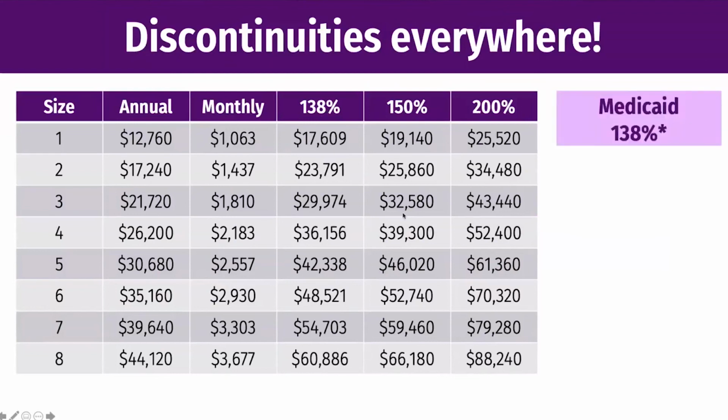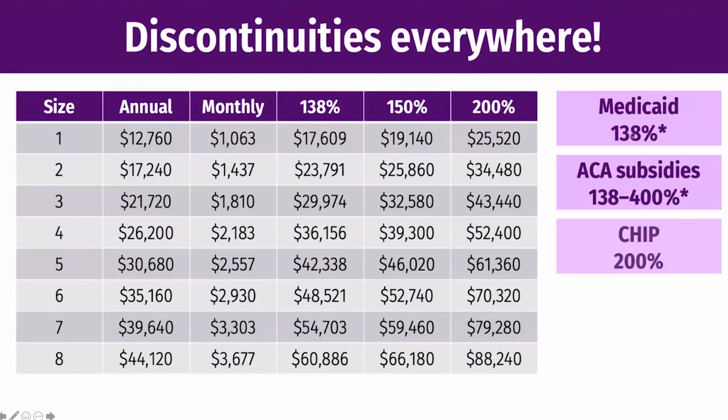If you're below 138% of the poverty line in states that have expanded Medicaid, then you get to have Medicaid. If you don't, then you don't. With Affordable Care Act subsidies, if your income is between 138% and 400% of the poverty line, then you get subsidies for the Obamacare exchanges. If you don't, then you don't. So if you're at 137%, you don't get the subsidies. You get Medicaid in theory, unless you're in a state that has not expanded, and then you get nothing. Getting CHIP, the Children's Health Insurance Program, that's 200%. So if you're at 201%, you don't get CHIP. If you're at 199, you do get CHIP.